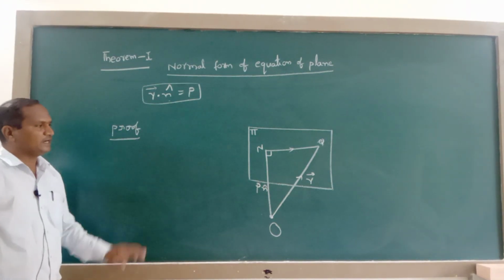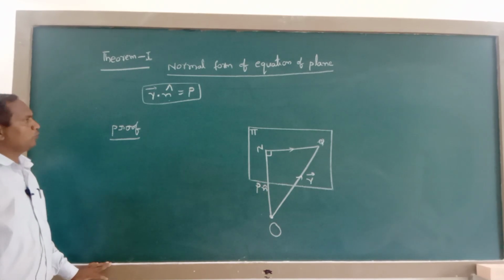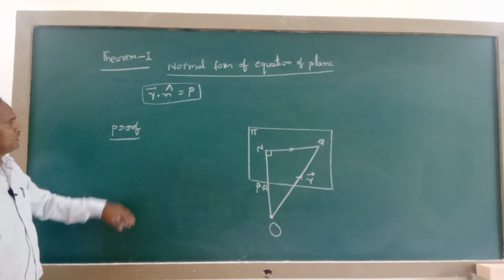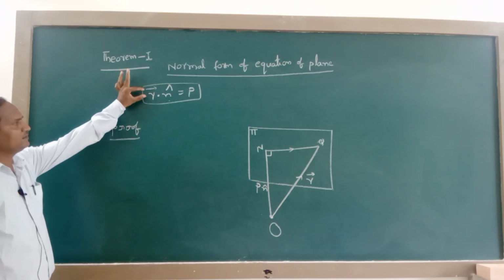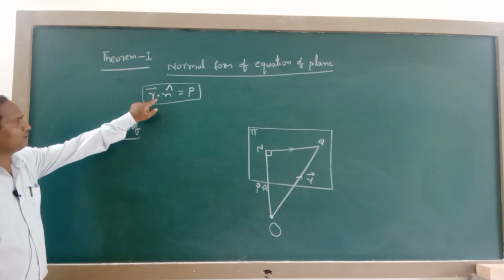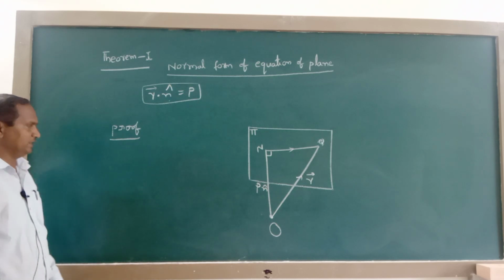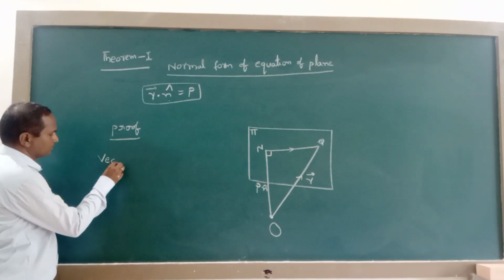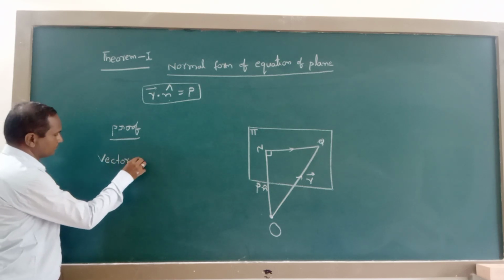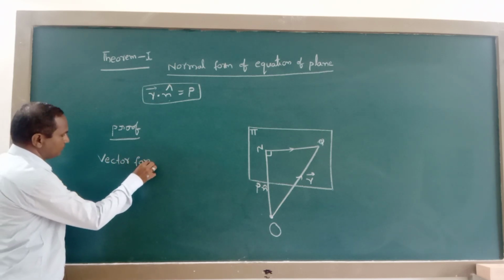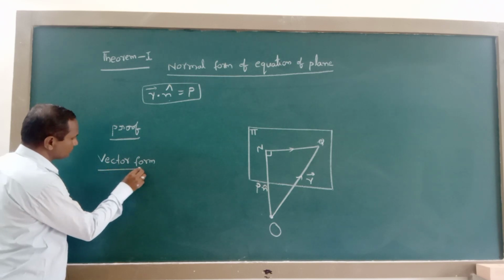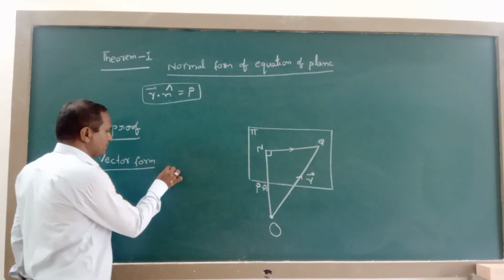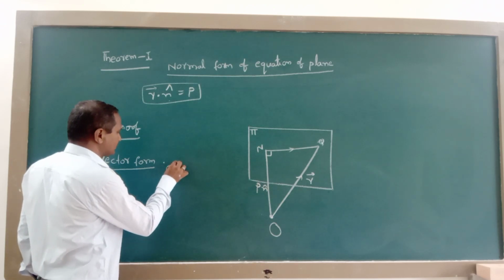Now, with the help of that diagram, I am going to give you the proof in both vector and Cartesian form. First, in vector form, we must get this proof, that is r vector dot n cap equals p. First one is the vector form. Let O be the fixed point here.